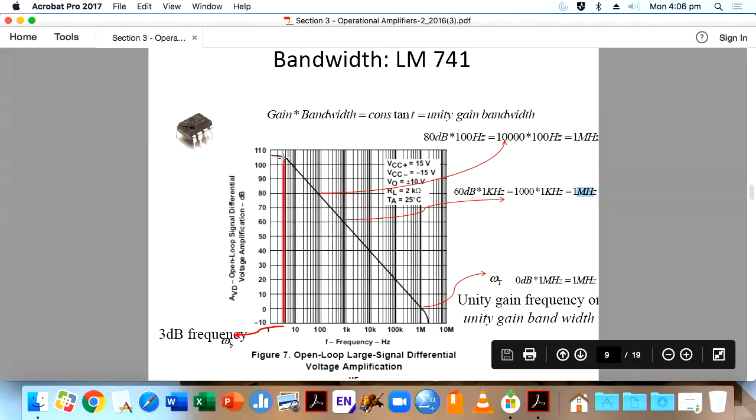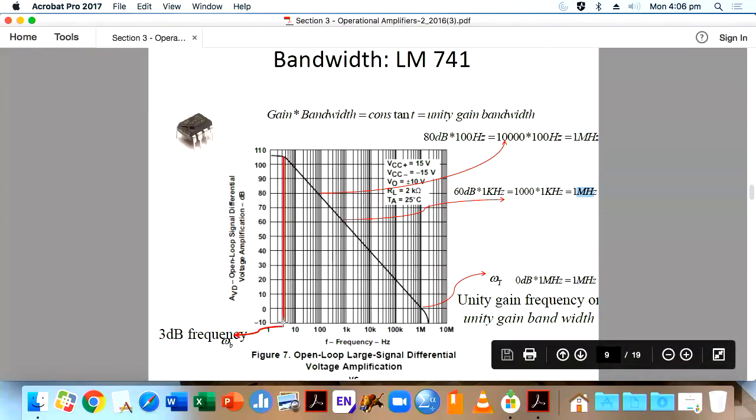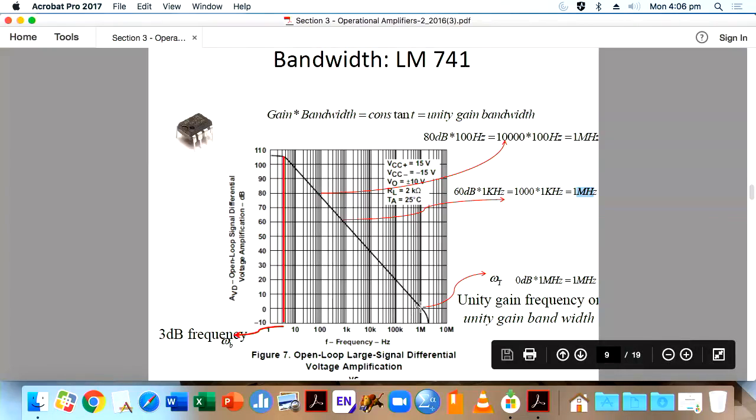And then take this point. At this point, what is the gain? Around 105. And then your frequency is around 3 or 4 hertz. When you multiply, you get 1 megahertz. And then you come to this point. When you come to this point, 0 dB, that is equal to 1 into 1 megahertz. Again, you are getting 1 megahertz. See, along this line, when you multiply gain into frequency, you always get a constant. So that is called the unity gain bandwidth.